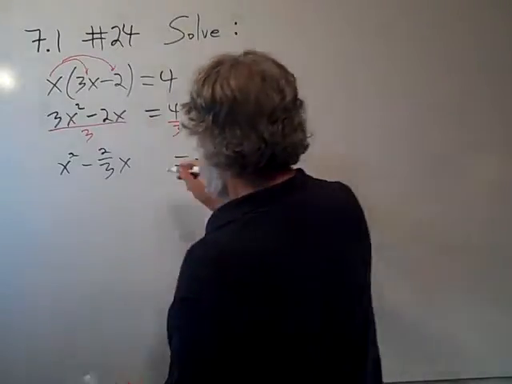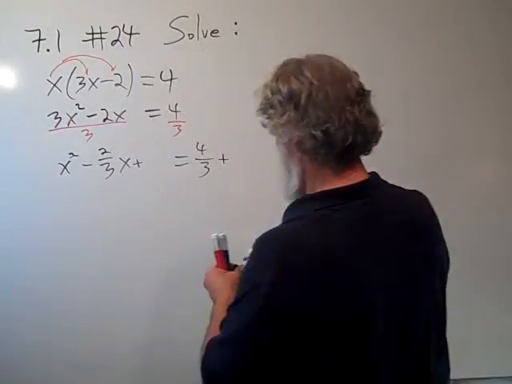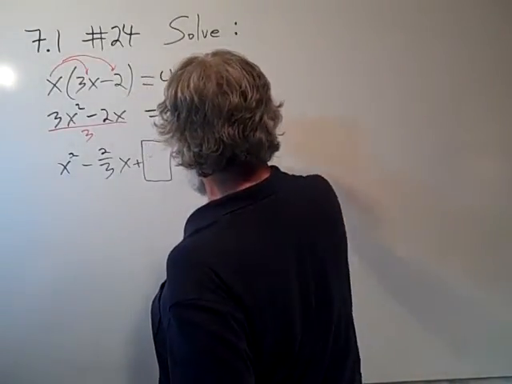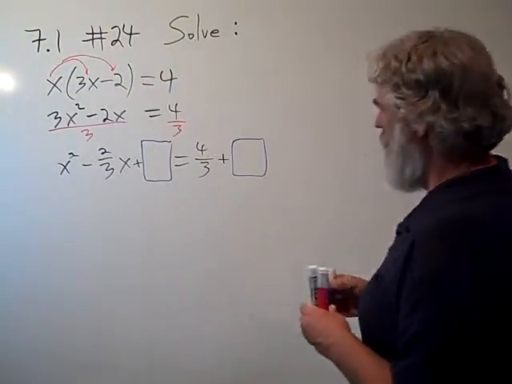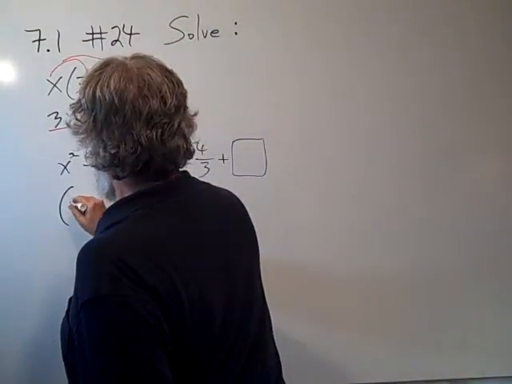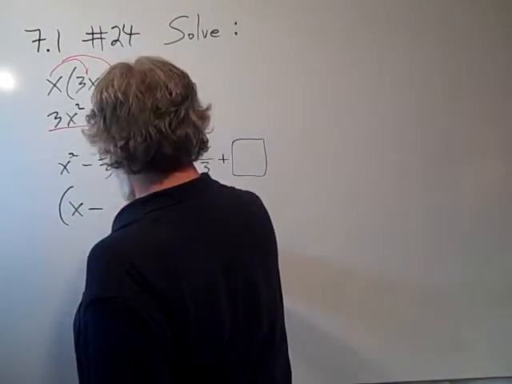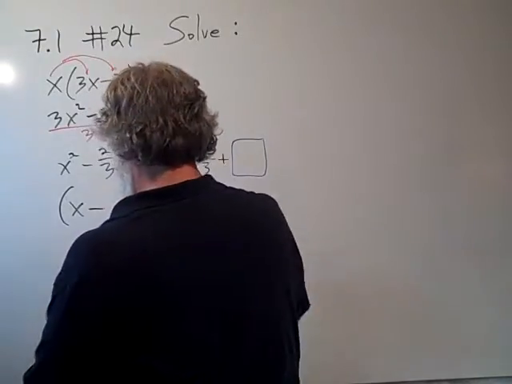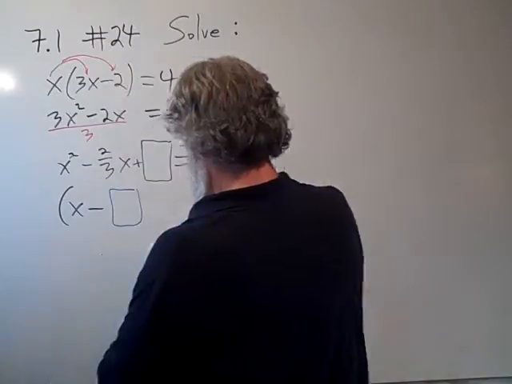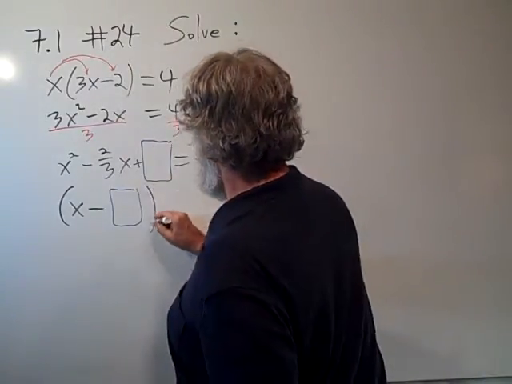We're going to add a box to each side here. Get ready for completing the square. Now to see what goes in that box, we go down to the next line. That's going to be a perfect square. So we have to fill in these boxes to finish doing that.